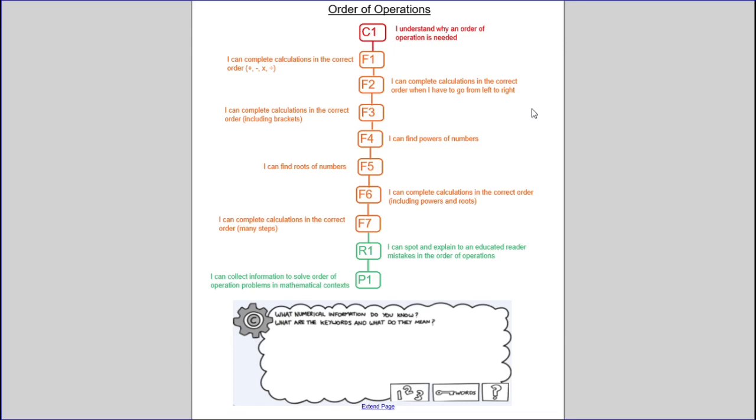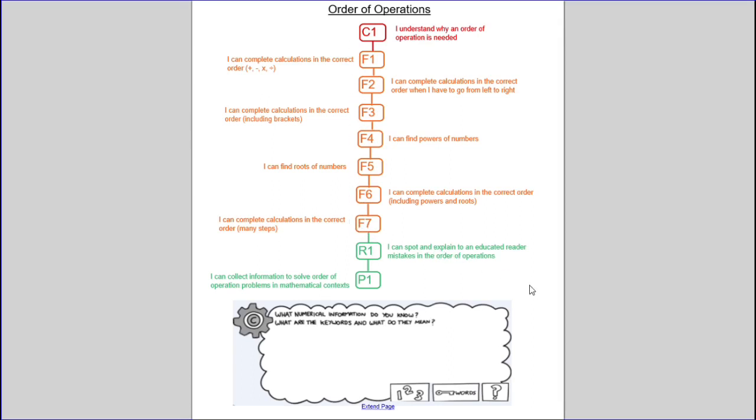In this unit, we're going to be covering order of operations. This unit consists of C1, F1, F2, F3, F4, F5, F6, F7, R1, and P1. In this unit, you can see there are a lot of fluency outcomes starting from F1 to F7.